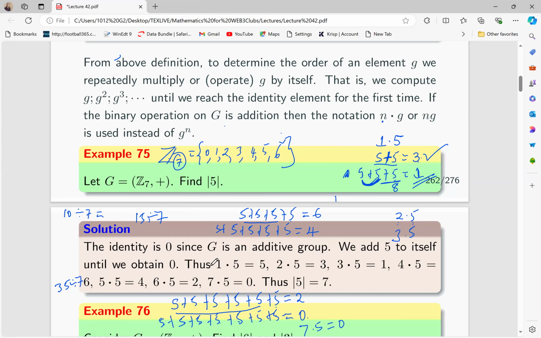But of course, my definition says you just multiply by 1, then multiply by 2, multiply by 3, until you get that integer which, when multiplied by 5, gives you 0. When you proceed like that, you find that 5 times 7 is 0, which means that the order of 5 is 7. The order of 5 is 7.